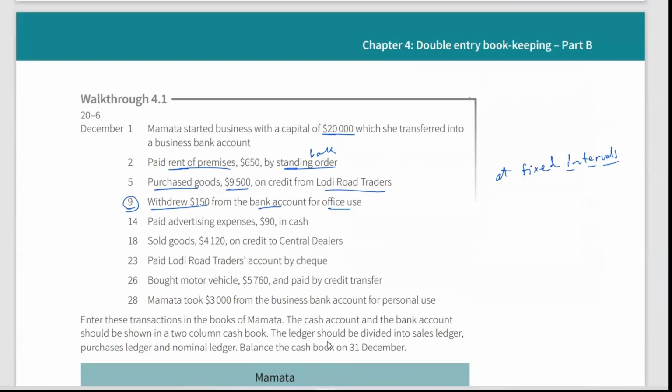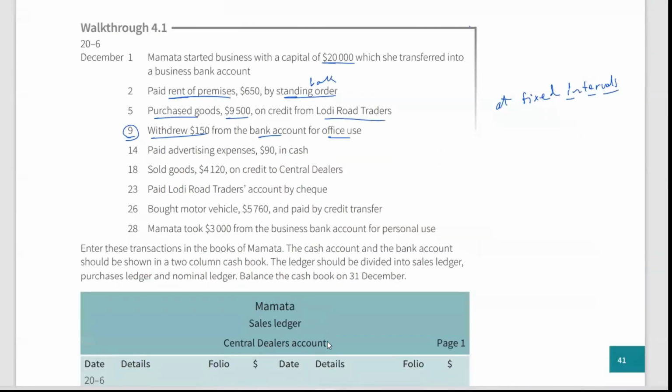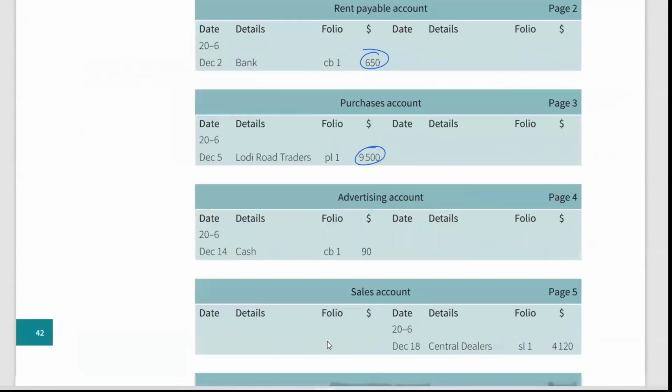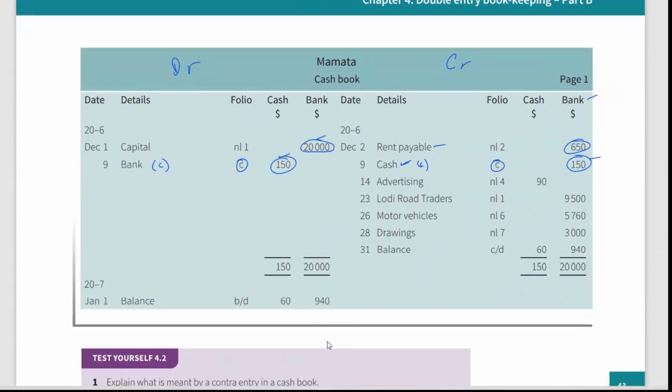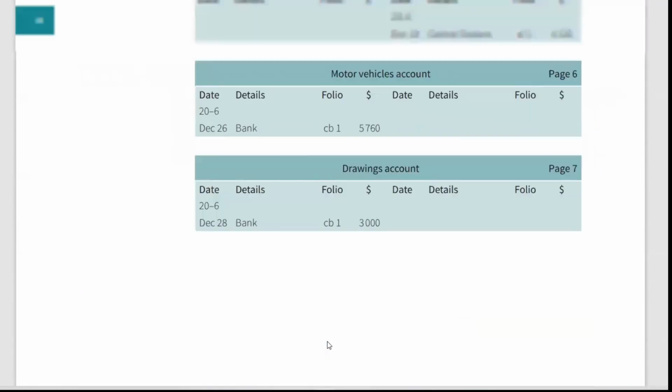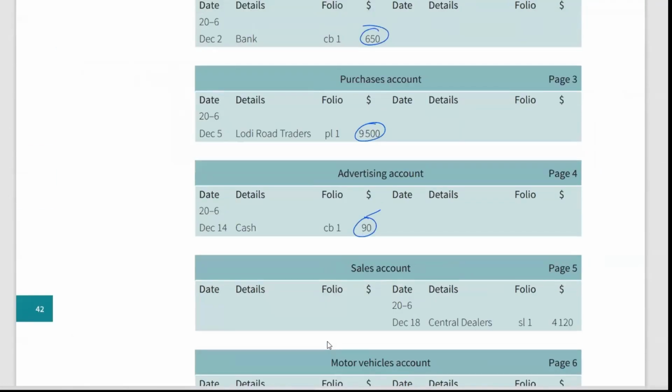Paid advertising expenses, $90 in cash. It's an expense which we're paying in cash, so advertising expense account will be debit. Advertising expenses account debit, and the cash account is going to be credit because that's where the money is coming from, and this is where the money is going into.